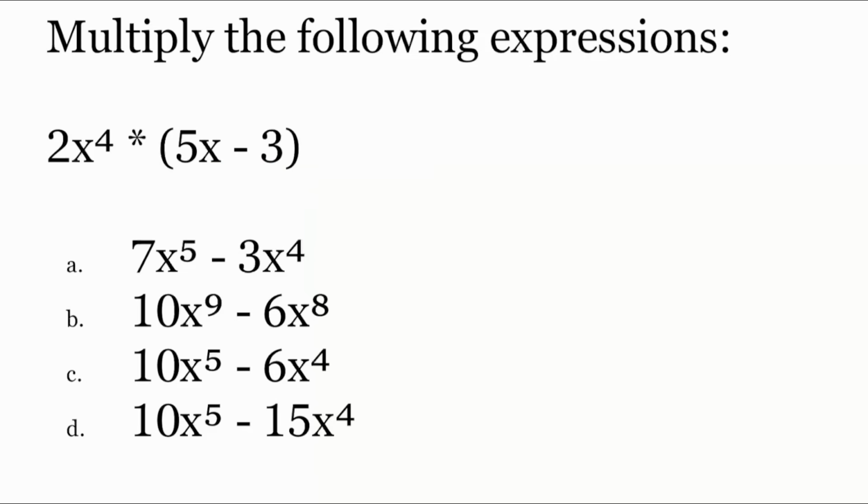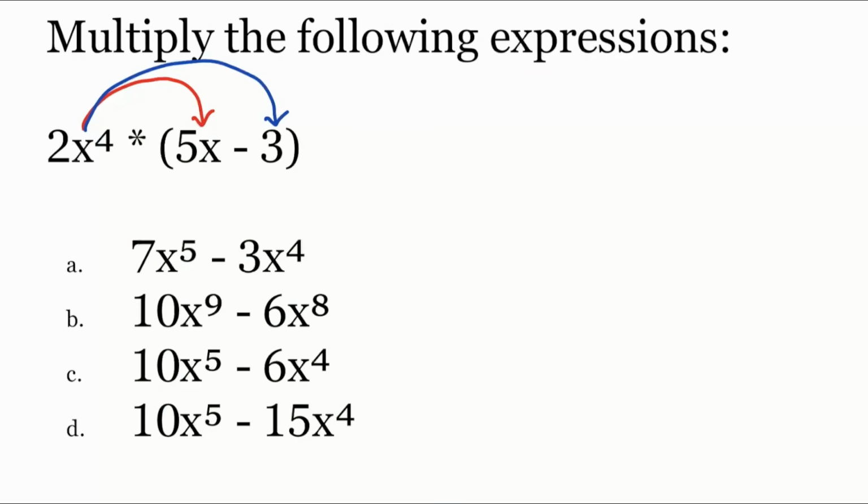The distributive property, how I've been talking to you guys this entire time, is going to follow the rule: make sure everything from one parentheses multiplies with everything from the other. So the 2x to the 4th is going to multiply with the 5x, and it's also going to multiply with the minus 3. So just again, take it one step at a time and we'll be golden.